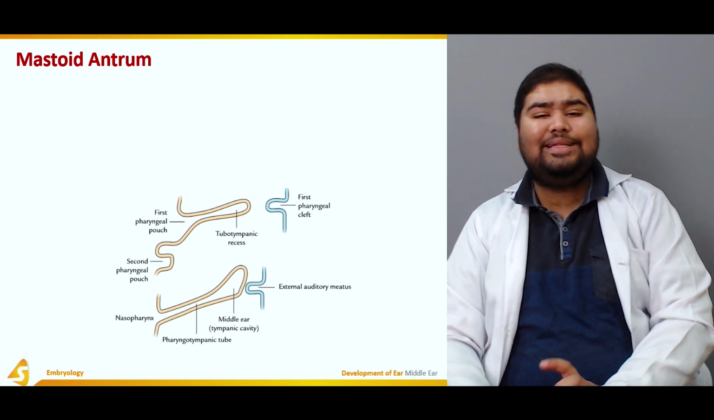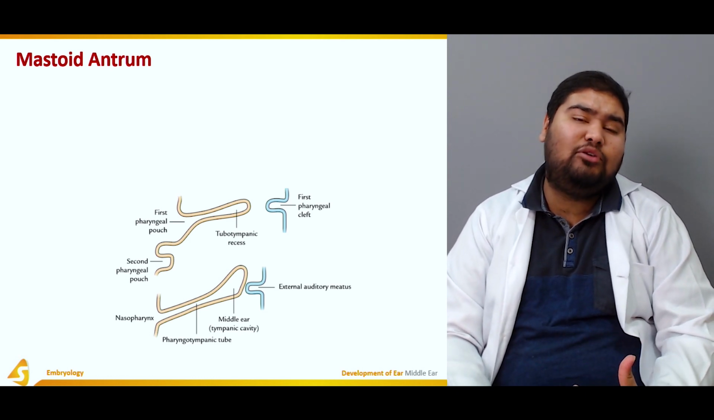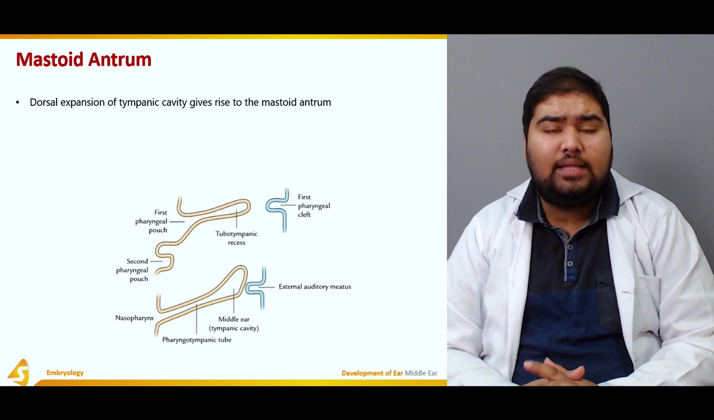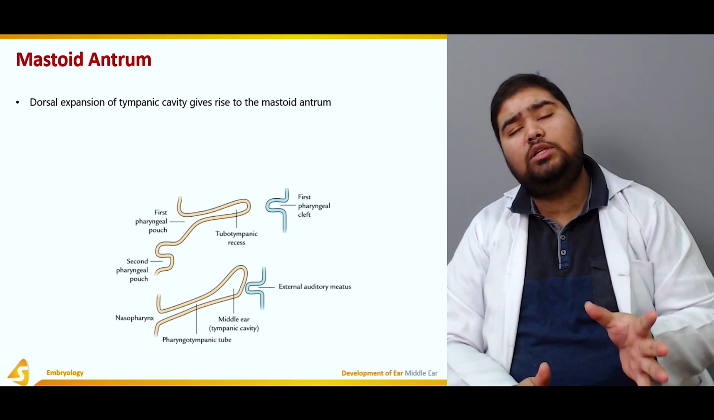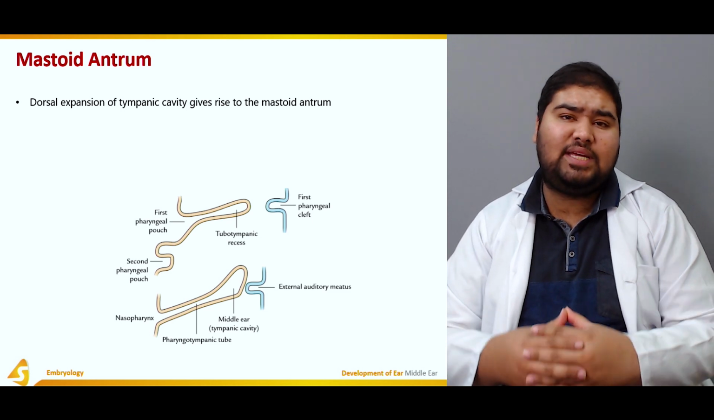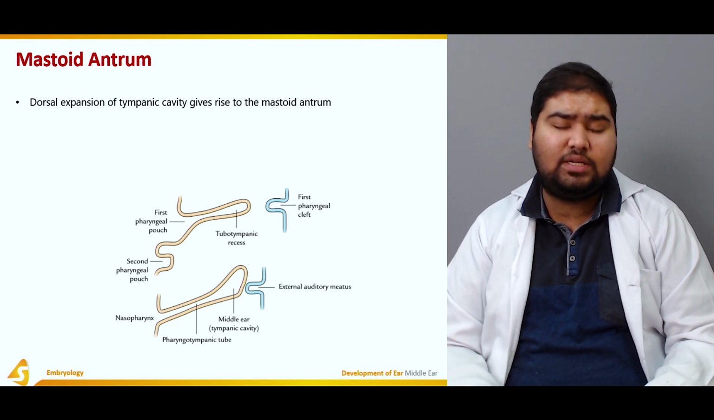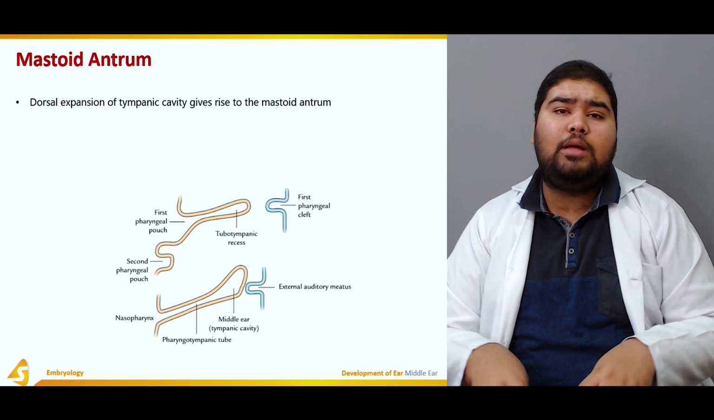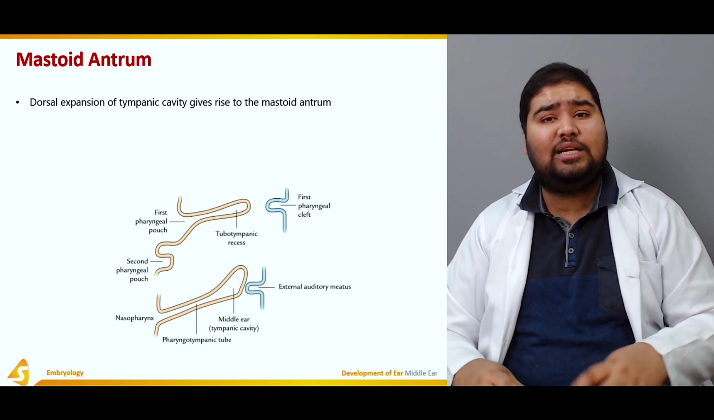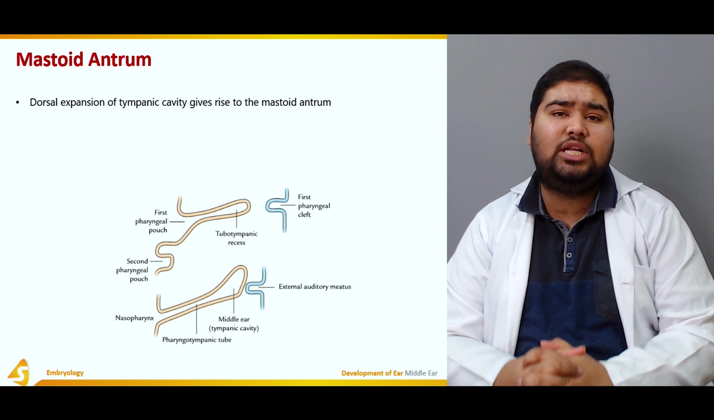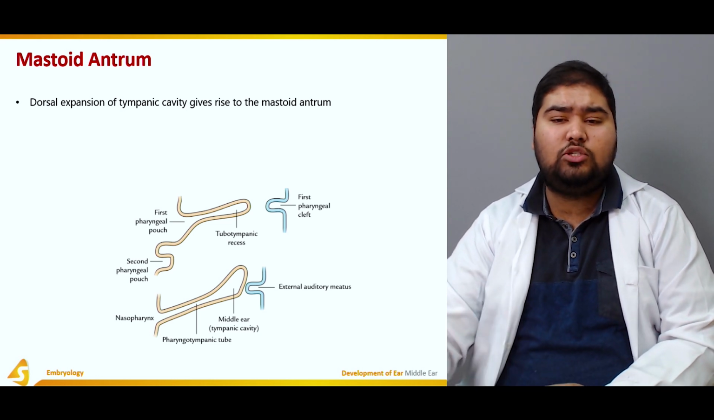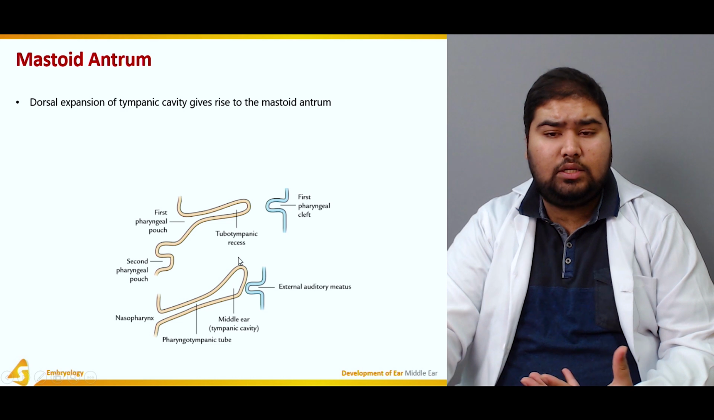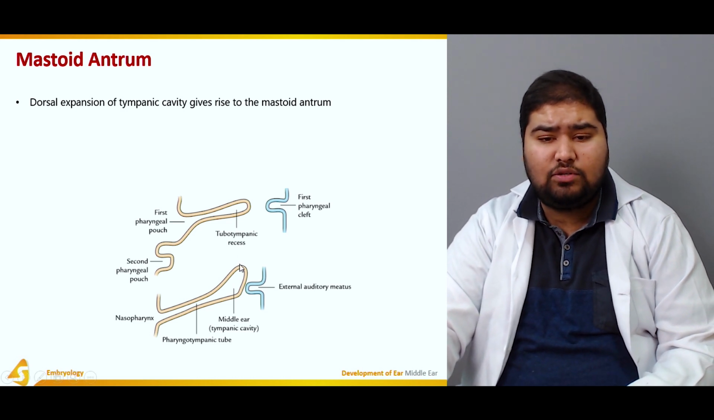Now moving on, let's talk about how the mastoid antrum develops. So there's dorsal expansion of the tympanic cavity that gives rise to the mastoid antrum. We've talked about it before that the tympanic cavity is initially formed by the first pharyngeal pouch, a little contribution from the second pharyngeal pouch, and the tubotympanic recess. The mastoid antrum and the mastoid ear cells are actually formed by the expansion of this initial tympanic cavity. So there's dorsal expansion here. You can see in the figure there's dorsal expansion of this tympanic cavity, and this gives rise to the mastoid antrum.